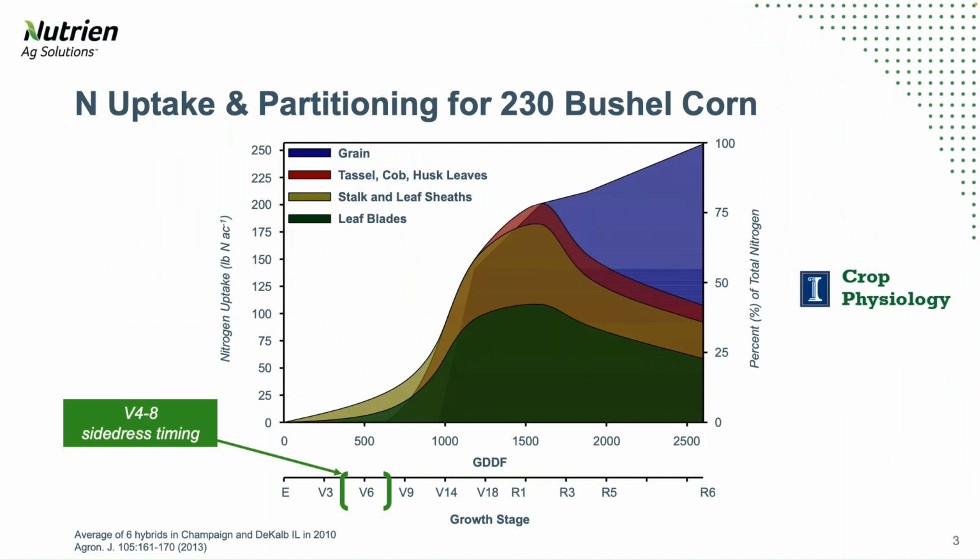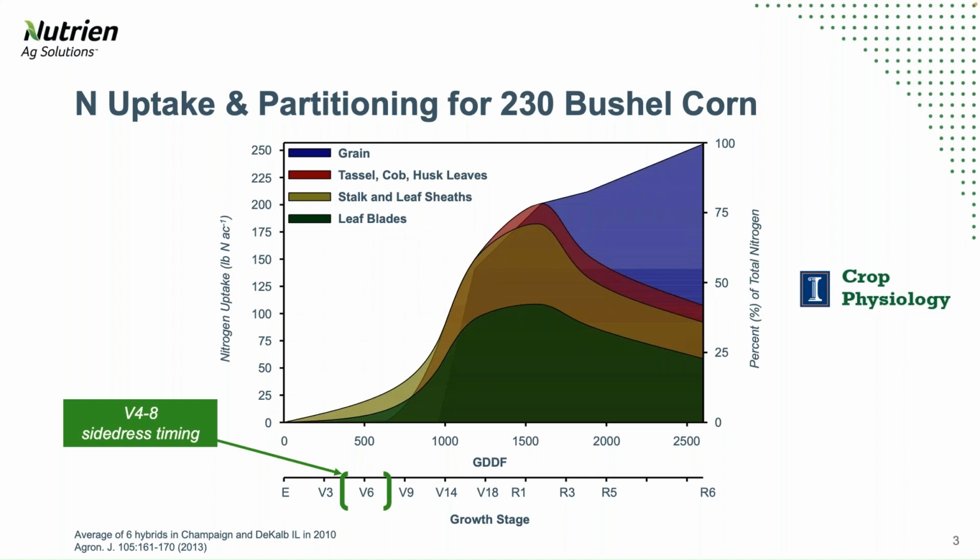And the slide you see in front of you kind of gives us an idea of why this is important. If you look at the nitrogen uptake of a corn crop, and this is from the University of Illinois Crop Physiology Laboratory, you see throughout the season the different parts of the corn plant that are utilizing nutrients. But the key here is that sidedress timing.